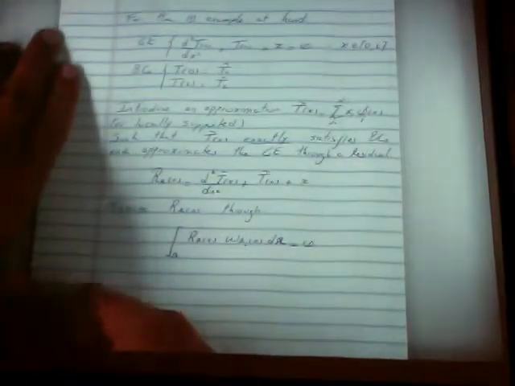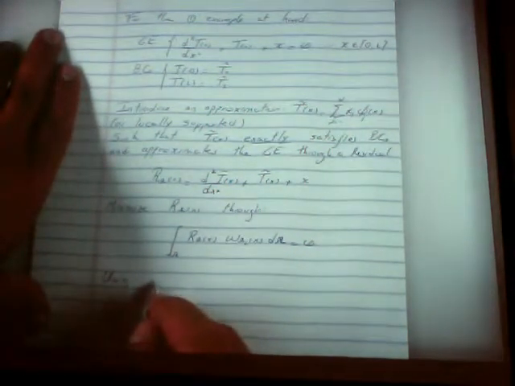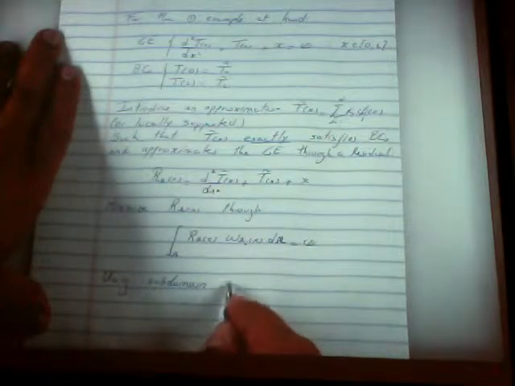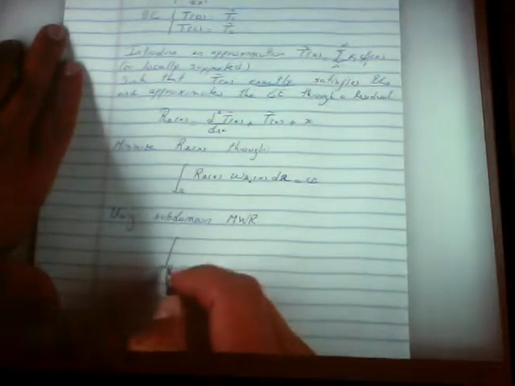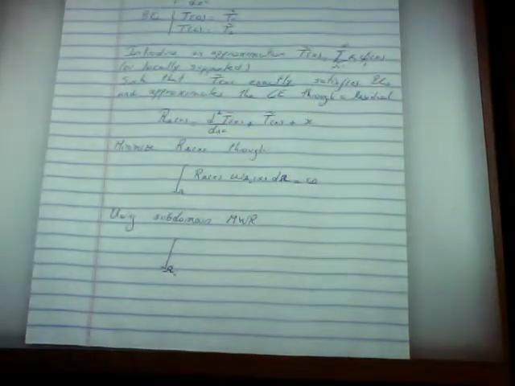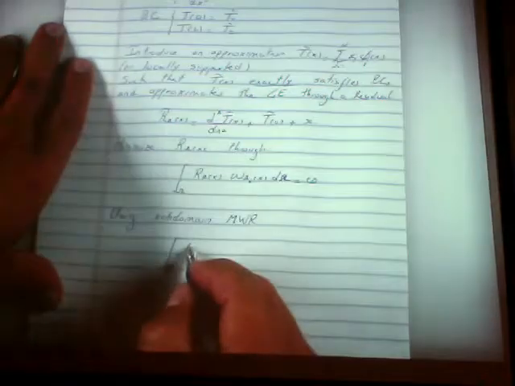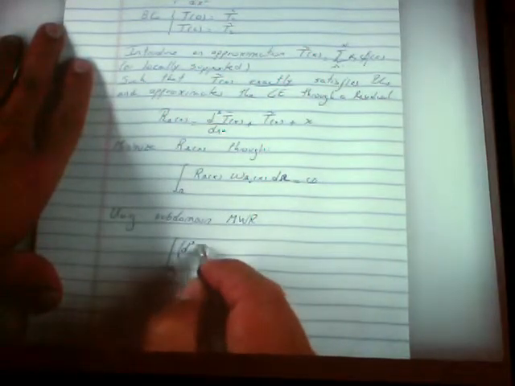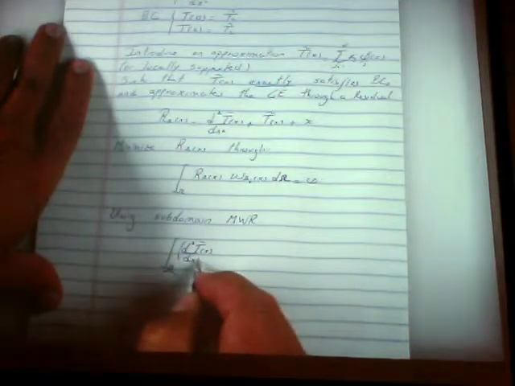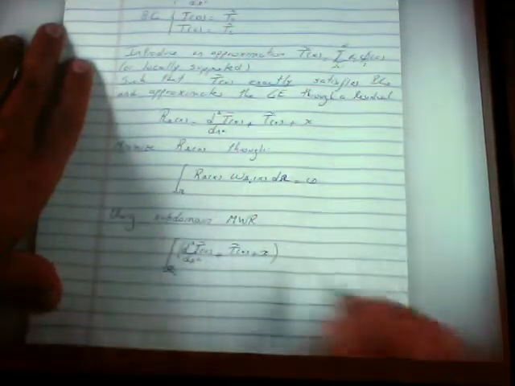All right, so using subdomain method of weighted residuals leads to, well, this will be the integral from every subdomain, the residual being the second derivative of t plus t plus x times 1.